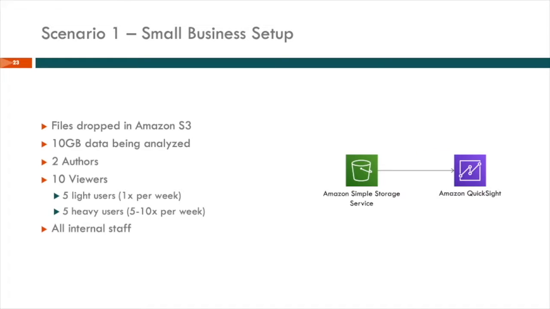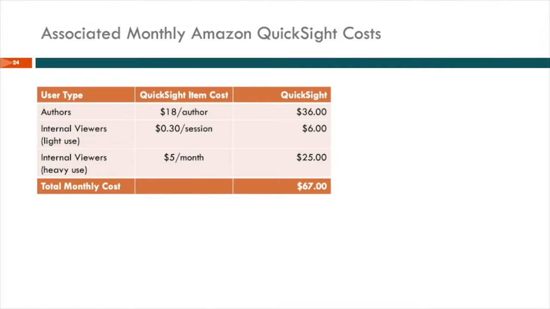So what does this look like cost-wise? Authors, remember, $18 an author, so we're looking at about $36 there. Internal viewers, these are people looking at about 1 time a week, so we're looking at about 36 cents per session, 4 sessions a week. You're looking at $6 a month. Heavy viewers, we're looking at about $25. So you're looking at about $67 a month to support that. That's not a lot of money to have that capability, right?